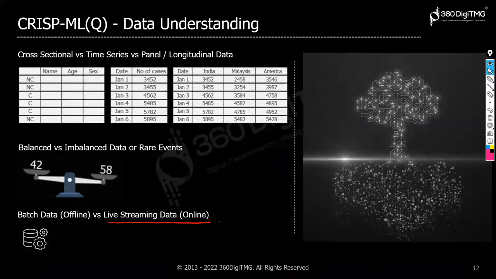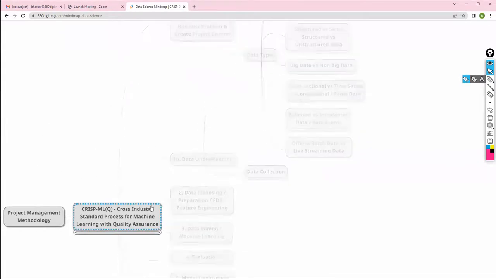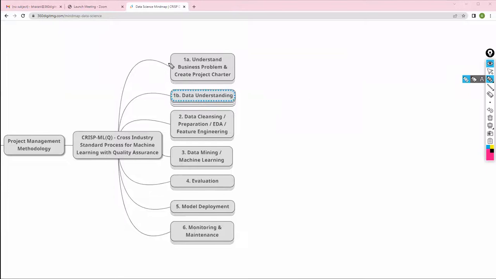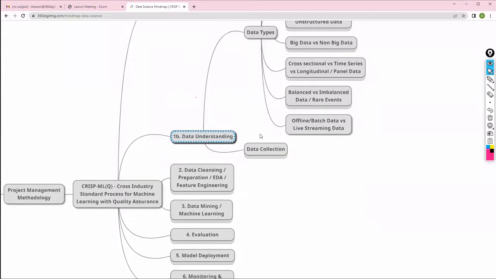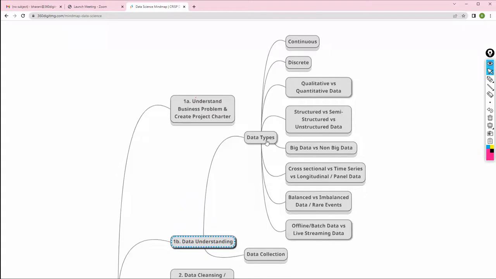All right. So let me go back to the mind map to quickly show you what we have discussed. So friends, we are talking about CRISP-MLQ, in which we know for a fact that we have six phases. Out of that, business understanding and data understanding constitute phase one. Then you have two, three, four, five, and six. Within data understanding, we need to collect the data needed to solve your business problem. But before that, we wanted to understand the various data types and get accustomed to certain terminologies. Once you're clear with this, we proceed further with data collection.